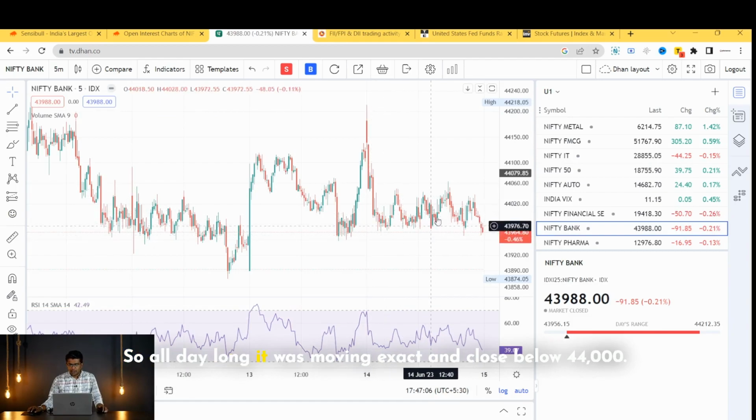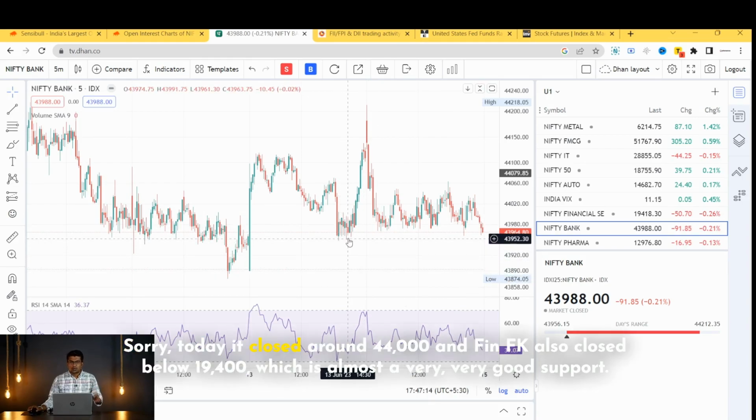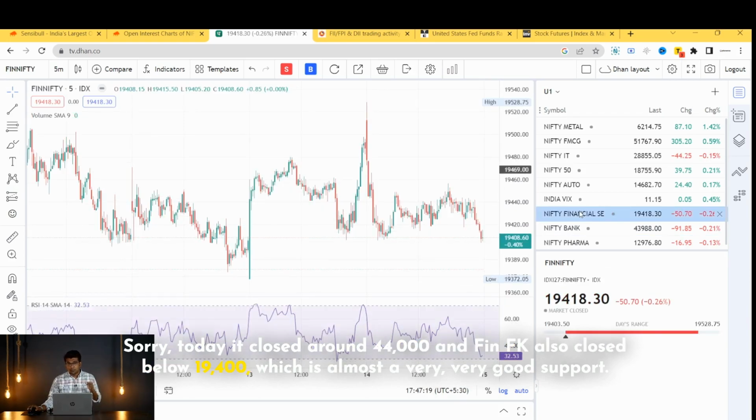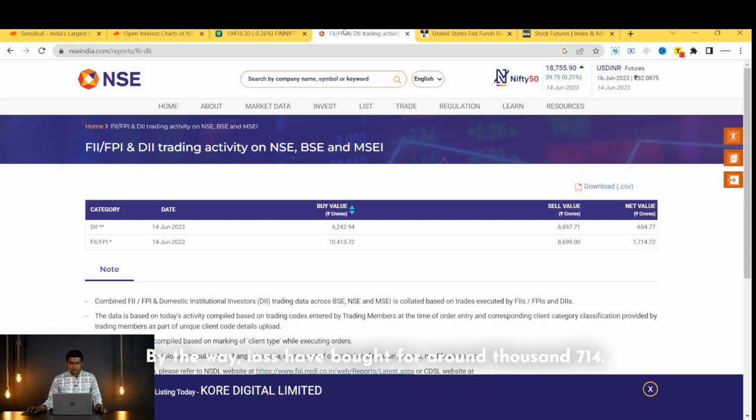So all day long it was moving zigzag and closed below 44,000. This is the second day it closed around 44,000, and Fin Nifty also closed below 19,400, which is a very, very good support. Now, if the Federal Reserve is pausing the interest rate, let me tell you one more thing. By the way, FIIs have bought around 1,714 crores and DIIs have sold around 654 crores, right?